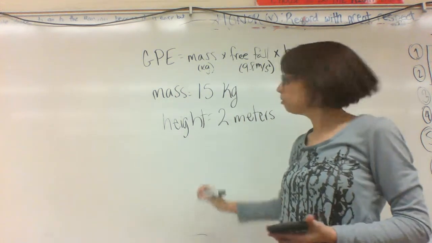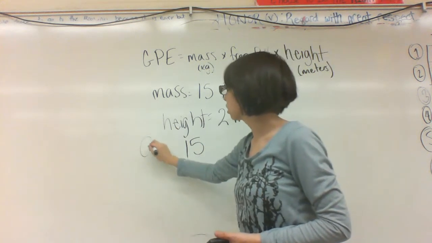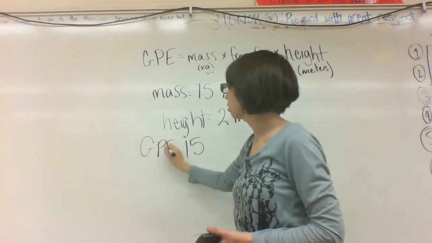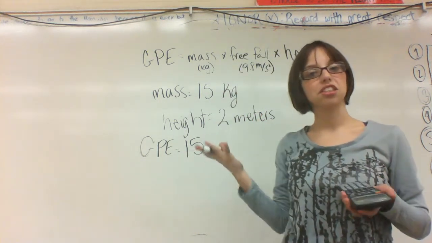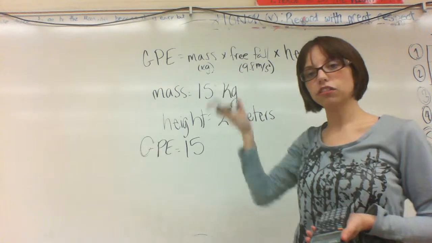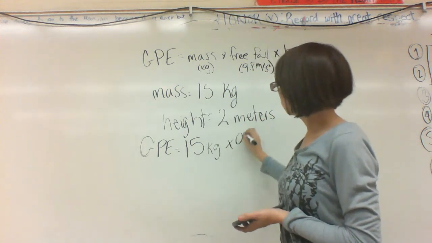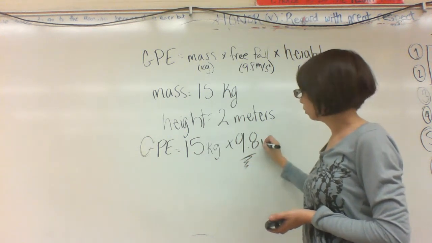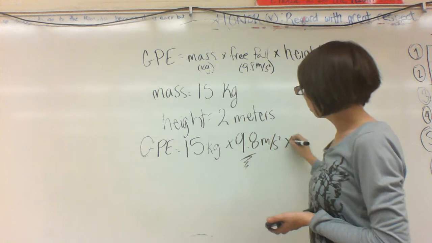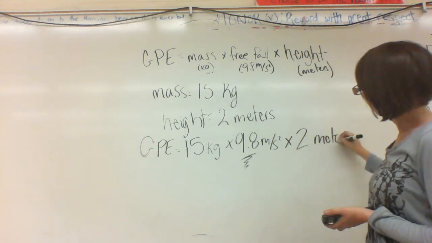All you have to do is calculate gravitational potential energy, and just to remind you, that's the potential energy of something due to its position above the Earth's surface. So GPE will be equal to 15 kilograms times 9.8. Again, 9.8, you need to know that number. Meters per second squared times height in meters, which is 2.